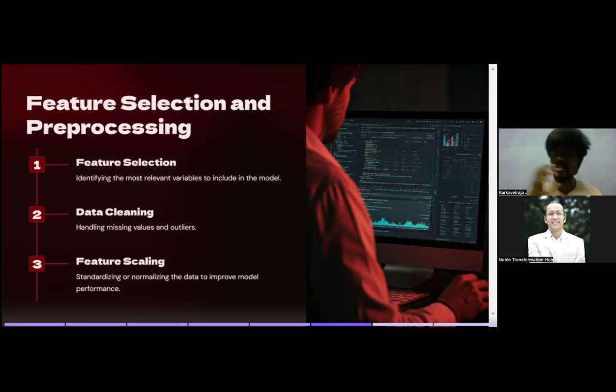While we are working on the code, you guys can have a better understanding of what feature scaling is doing in real time. So that's about feature selection and pre-processing. Yes, sir, over to you.